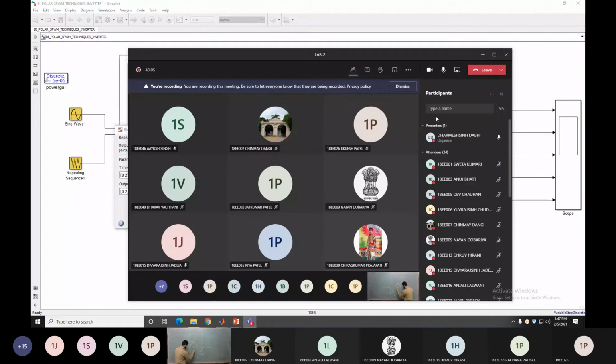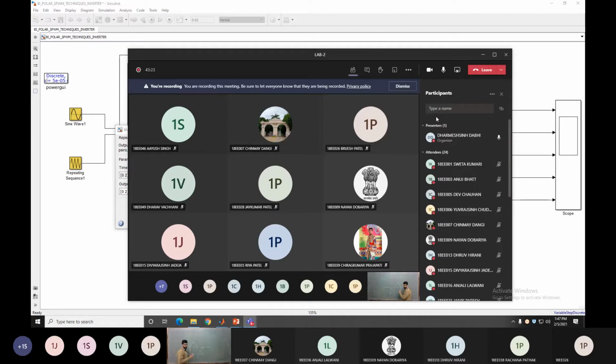So what is the time of this interval? That is 1/4 of this time, because there are 4 parts: 1, 2, 3 and 4, and all are equal parts. Clear?